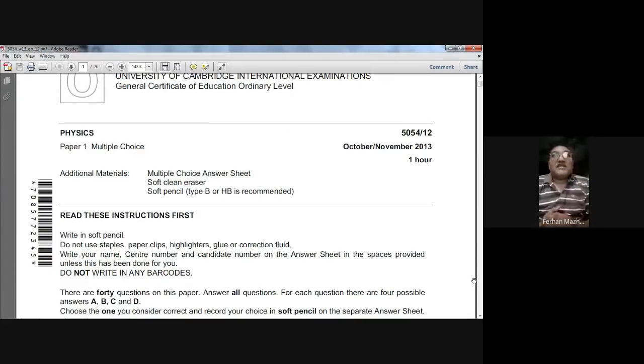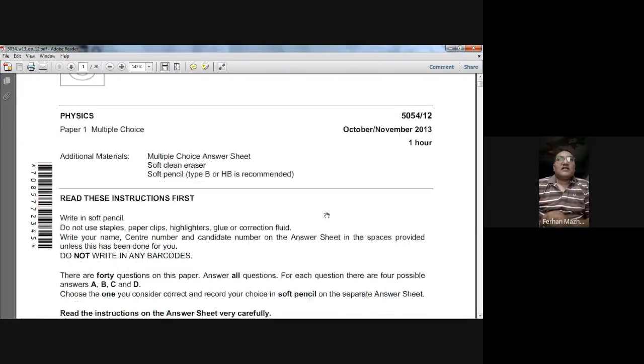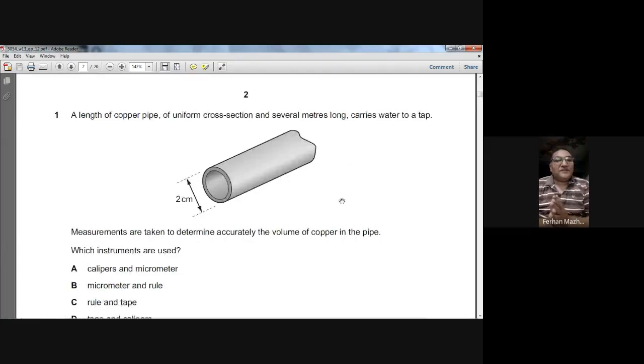Good morning, everybody. Today we are going to solve the October/November 2013 paper 1 and 2. The course is Physics 5054 and it's an MCQ paper. On your screen, you can see question number 1.